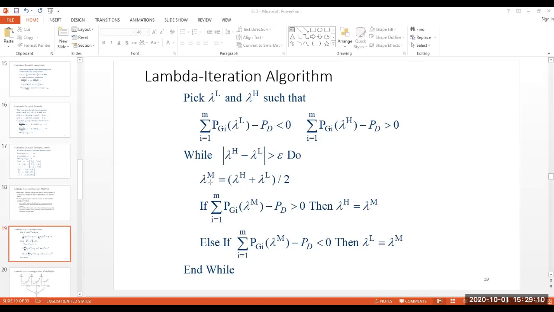Sir, if the first condition is satisfied, then lambda H will be lambda M. Then what will be the lambda L? Lambda L will stay as it was in the previous iteration. Yes, sir. Very good question. Similarly here, if this condition is fulfilled, lambda H will remain as it was in the immediate previous iteration. Clear? Yes, sir. Okay, thank you.